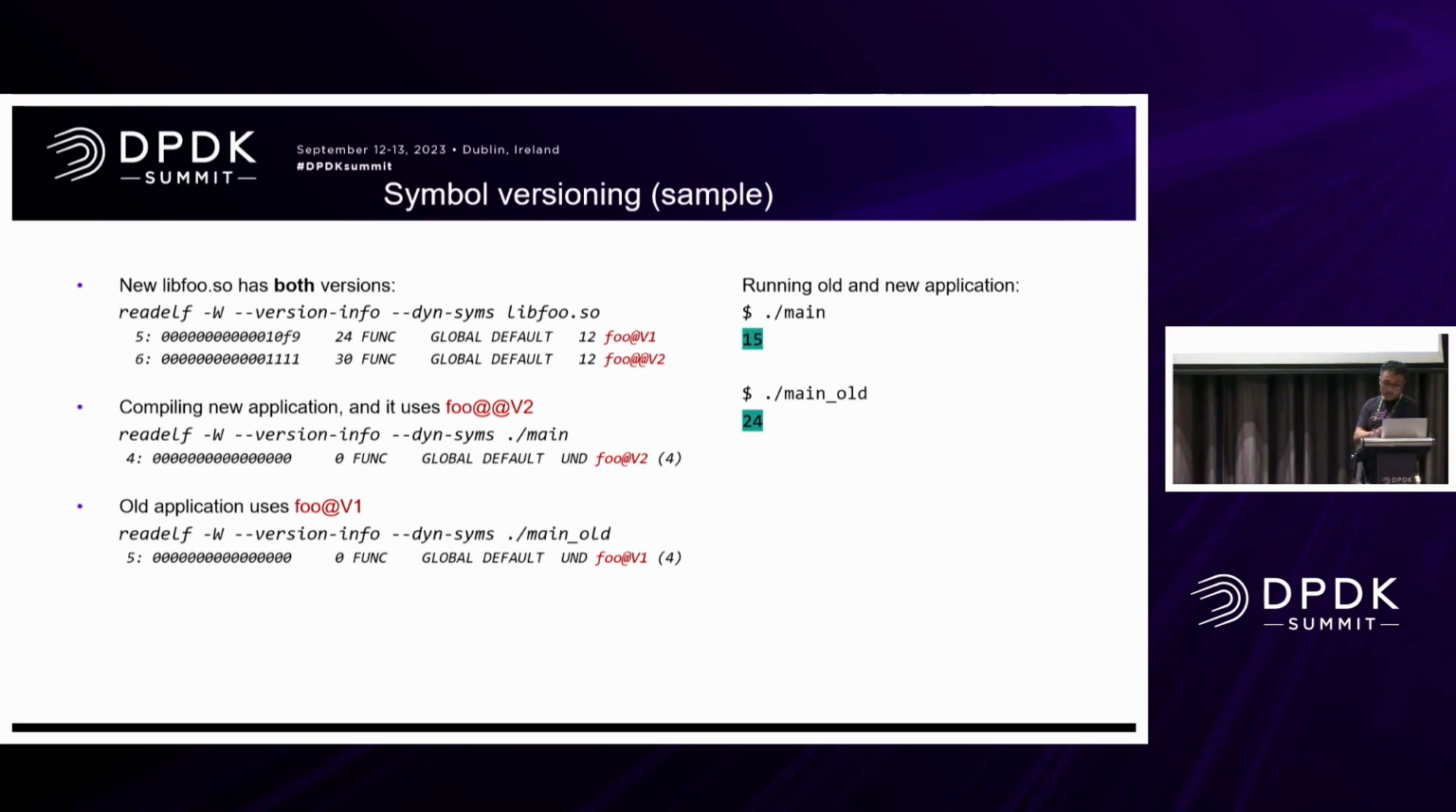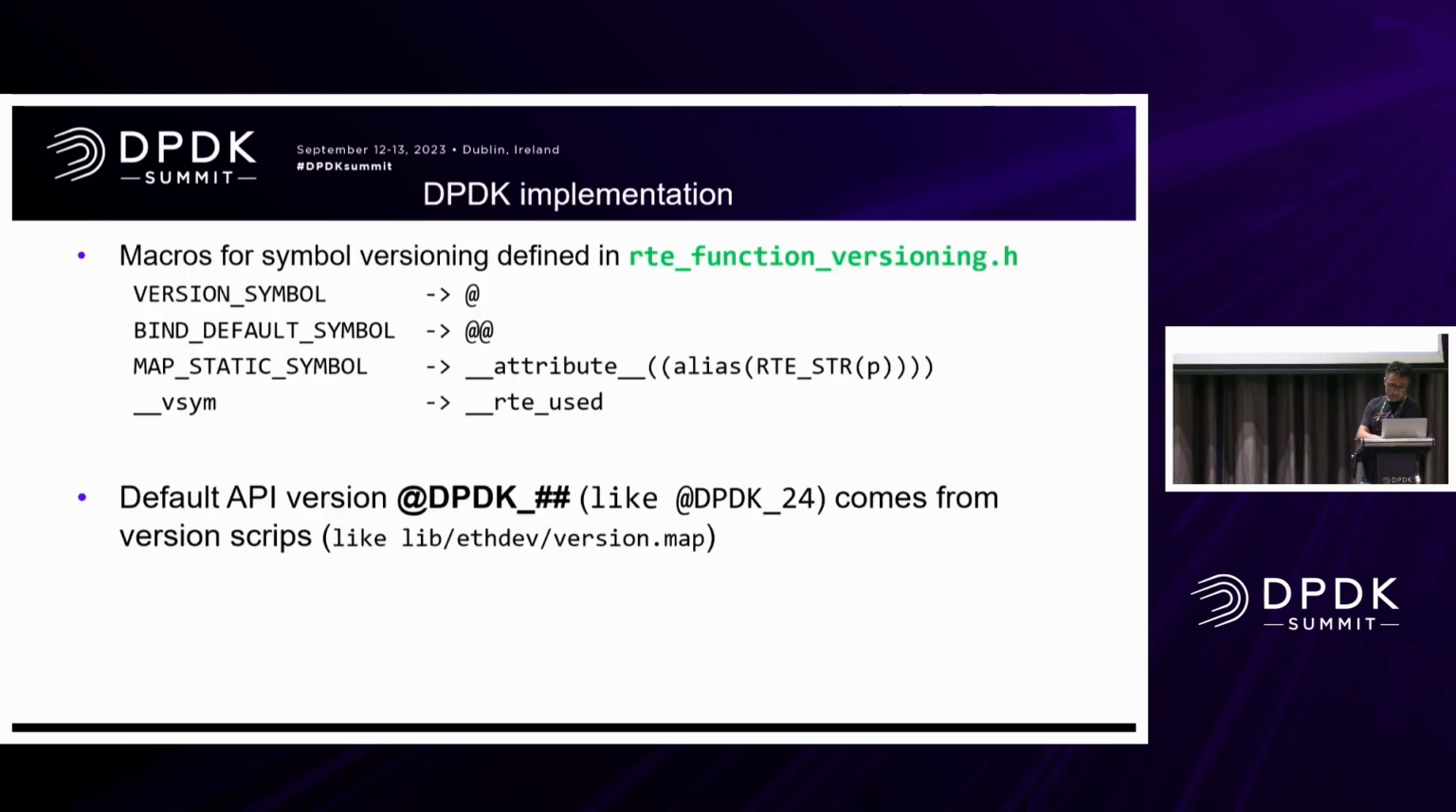So for an API fingerprint change, this is all that needs to be done. That's how we do it in DPDK. This is wrapped with some macros. The version symbol is a macro. On the next slide, I will show a little more detail. It is just the symver attribute, the bind default symbol, same thing, but with two @s. And the map static symbol, I will touch on later as well.